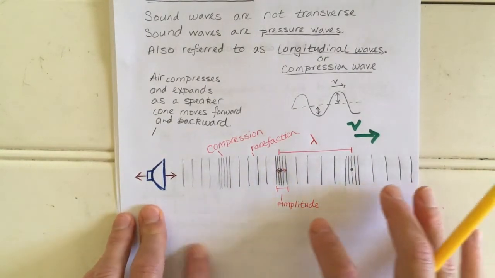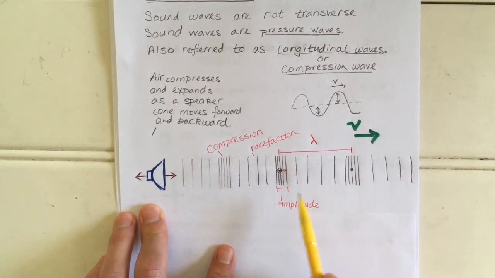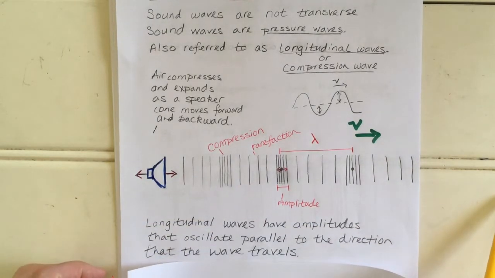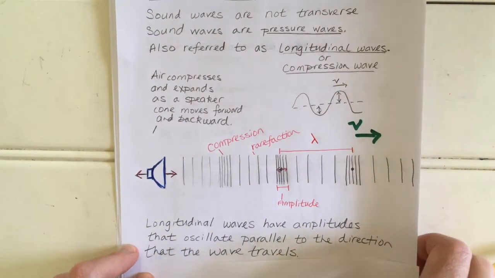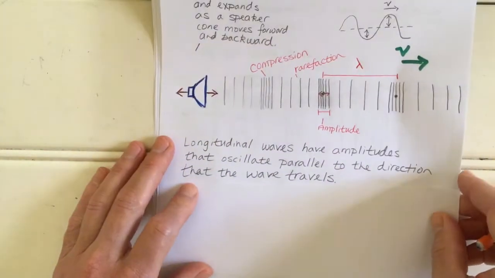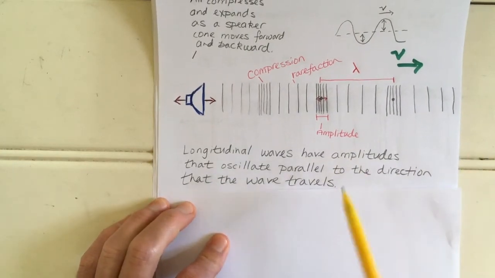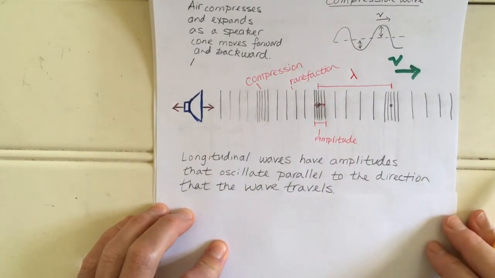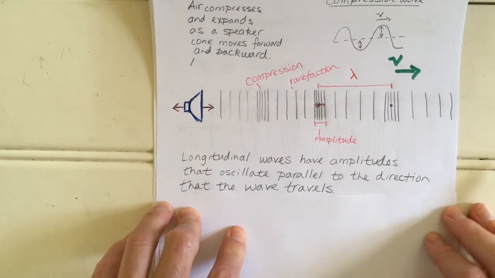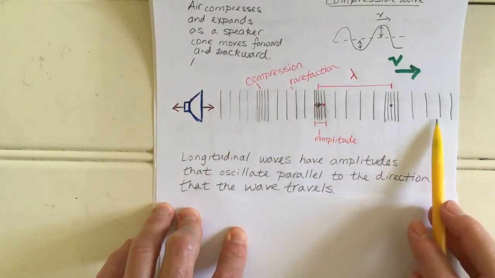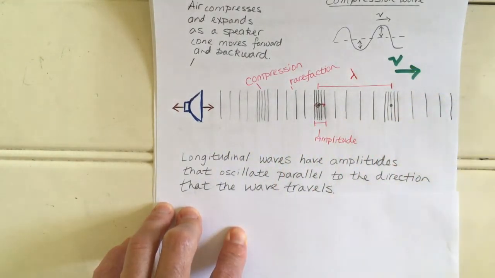And even though we know sound is a pressure wave and is longitudinal, let's get a definition for what I was saying about longitudinal waves having amplitudes that oscillate parallel to the direction the wave travels. So if you want to write that down, you can add that right there. All right. So even though we know sound is a longitudinal wave, we sometimes like to talk about it as a transverse wave, and I'm going to show you what I mean by that in a second. So I'll let you finish writing that down.